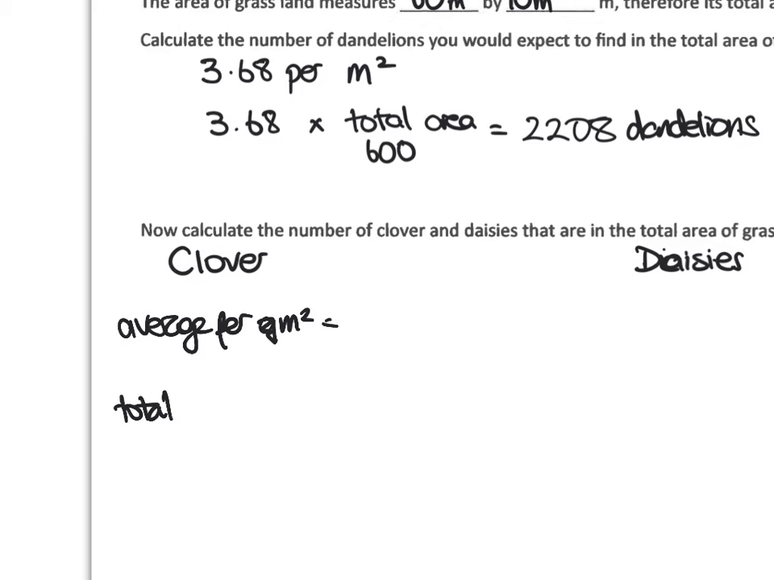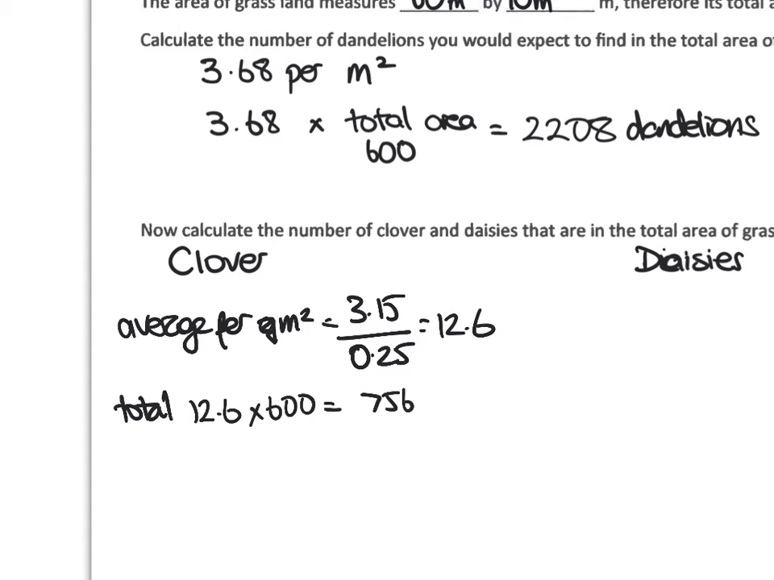So basically, average per square metre, you took 3.15 divided by 0.5. And that gives you, what, 12.6? And then 12.6 times 600 gives you 7,560. Okay, daisies.